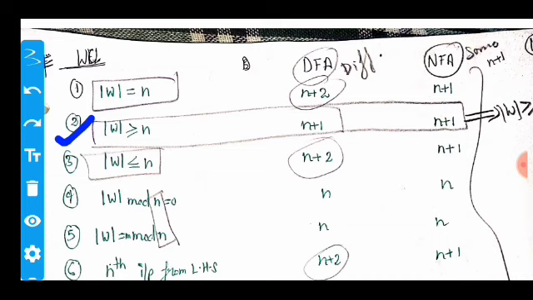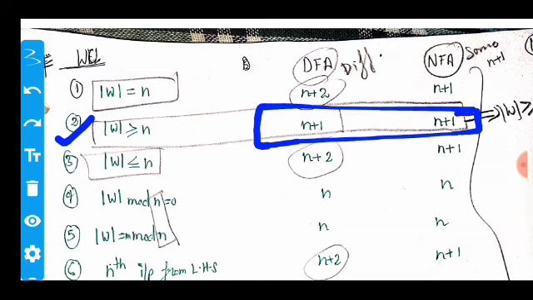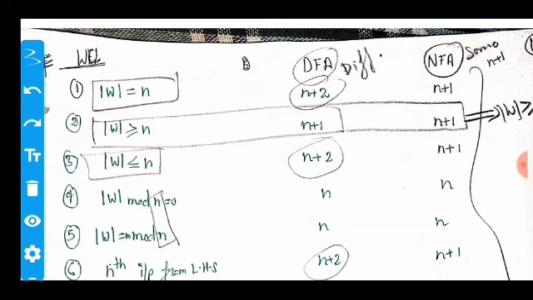Move on to the next formula. When the language string length is greater than or equal to n, then DFA and NFA have n plus 1 number of states. When the word length is less than or equal to n, then DFA has n plus 2 number of states and NFA has n plus 1 number of states.